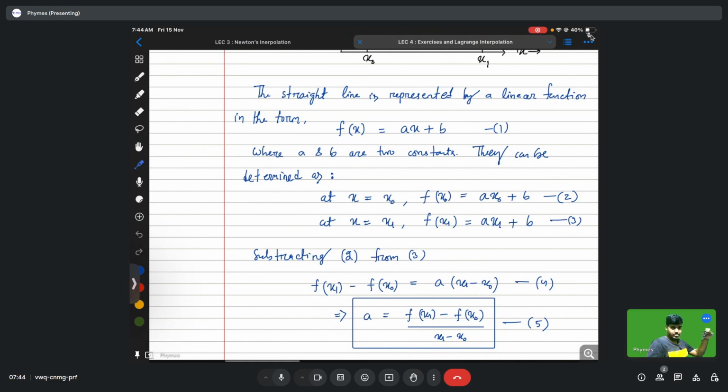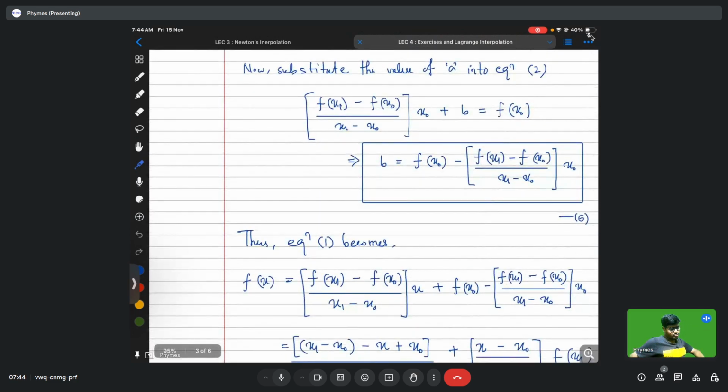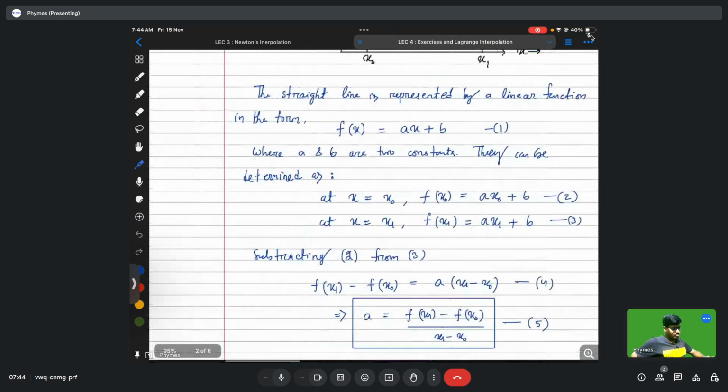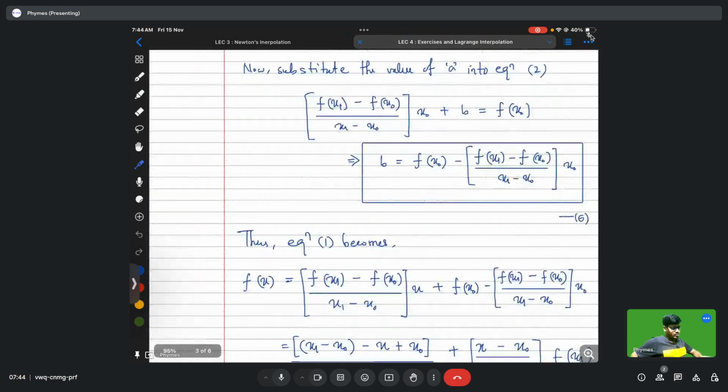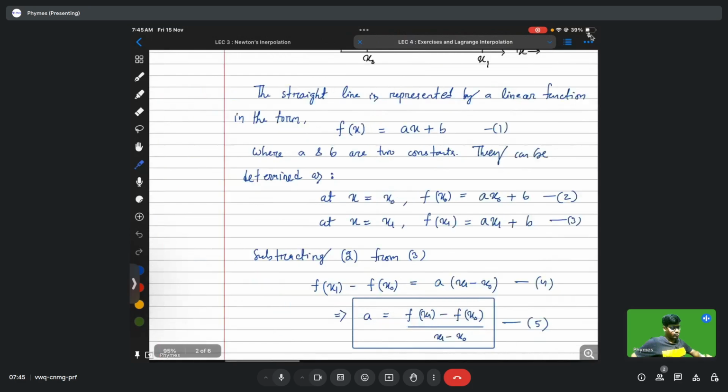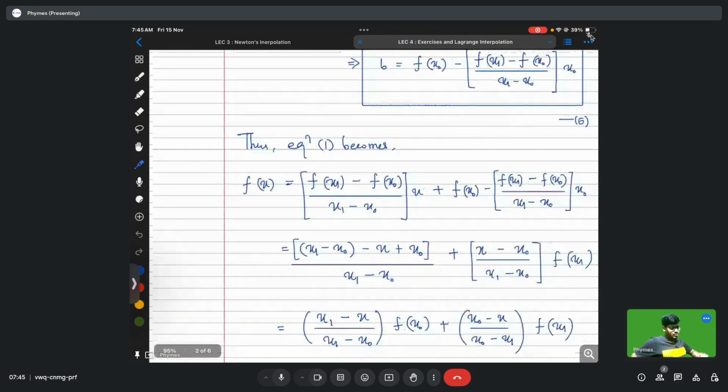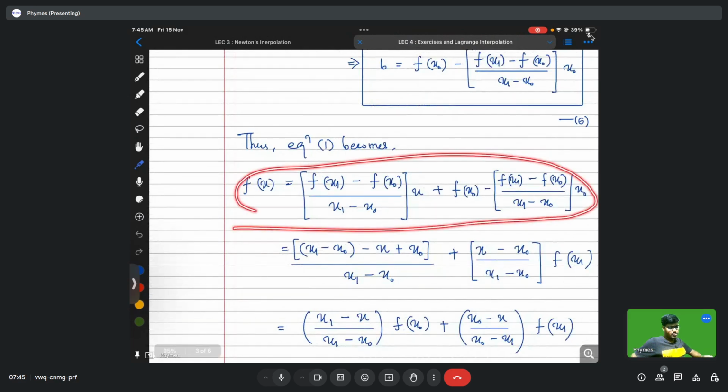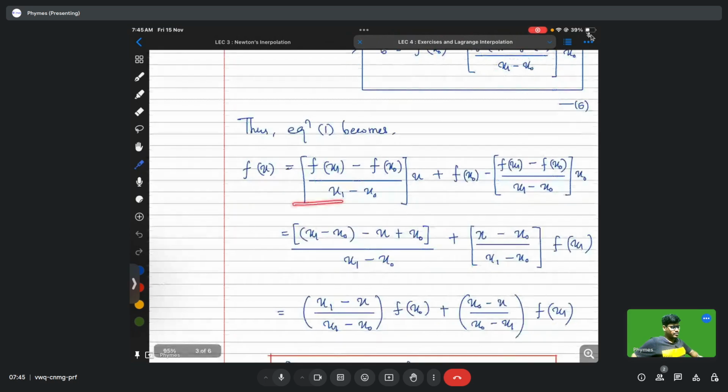Then if you substitute this value of a in equation 2, we can get the value of b. So this is the value of b, right? Just take this quantity to the right hand side with a minus, and this will be the value of b. So now equation 1, the function, becomes this quantity here. And now you can further simplify it.